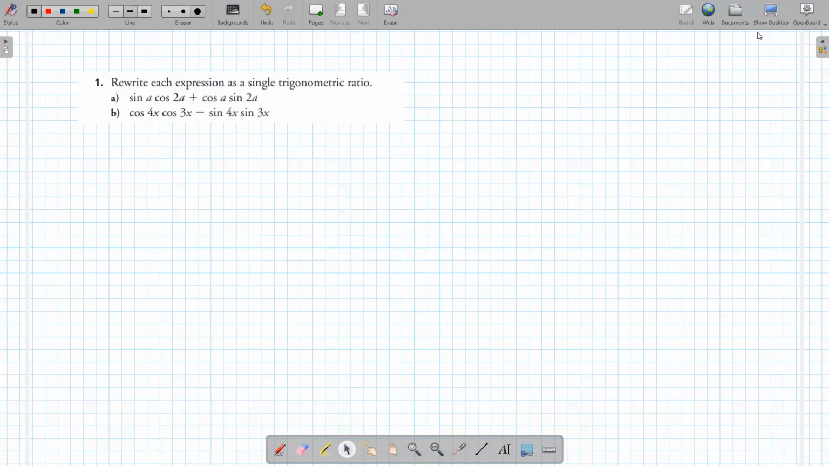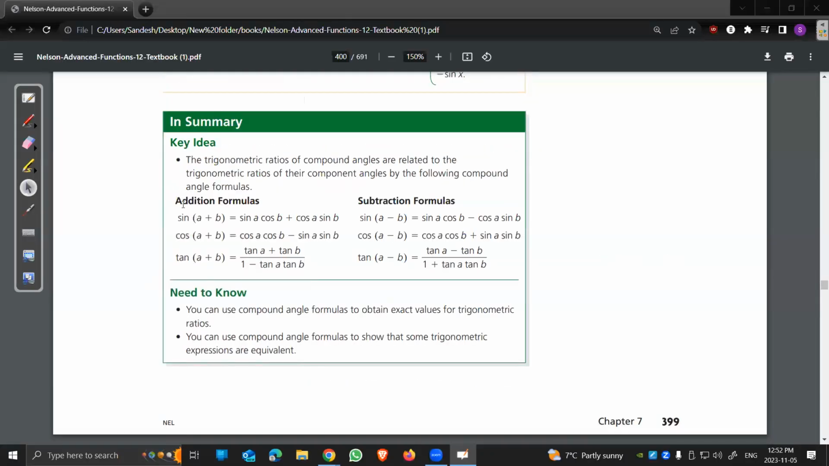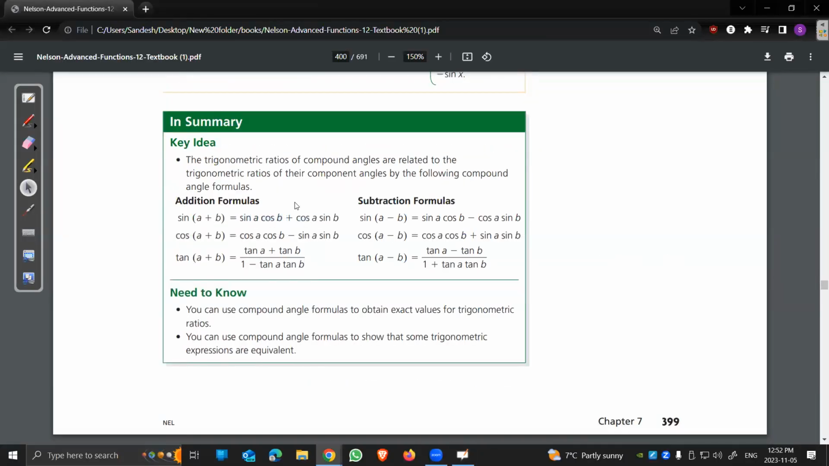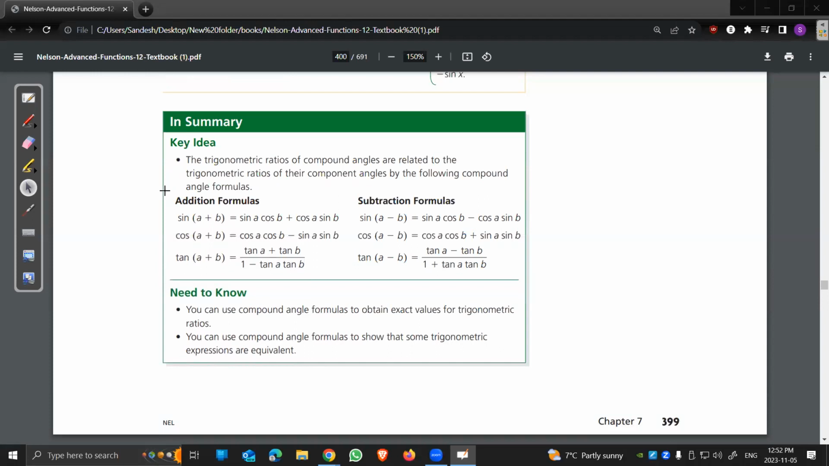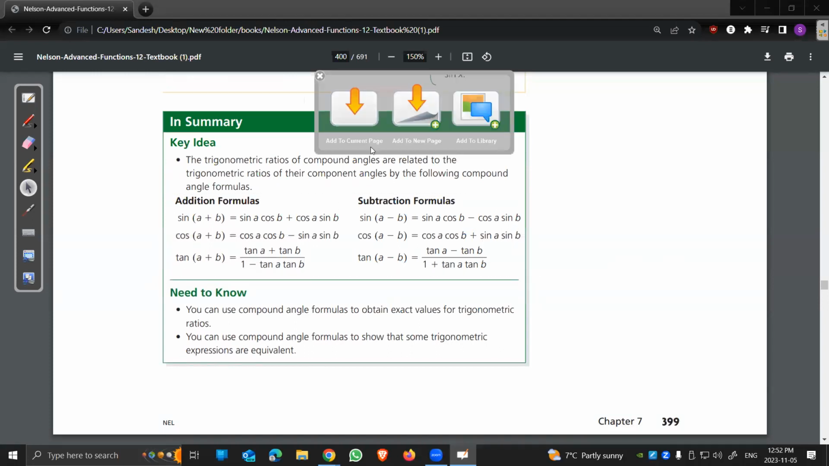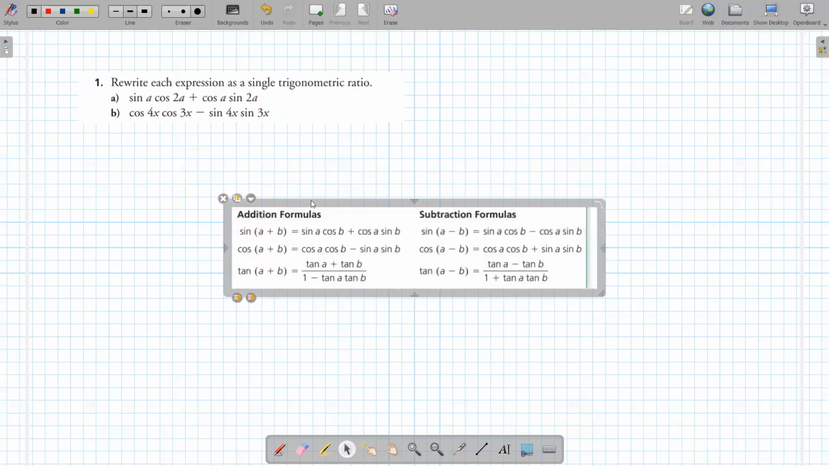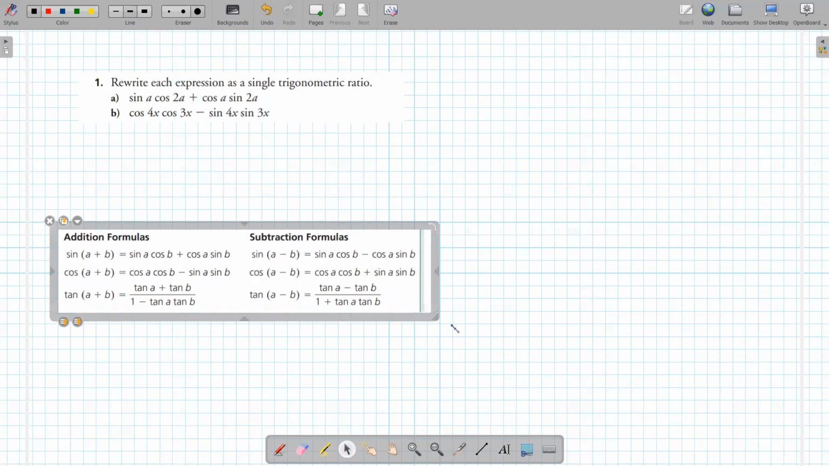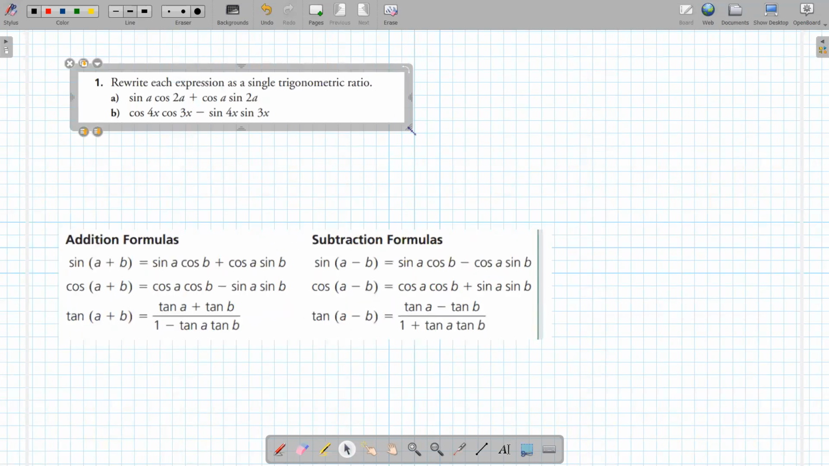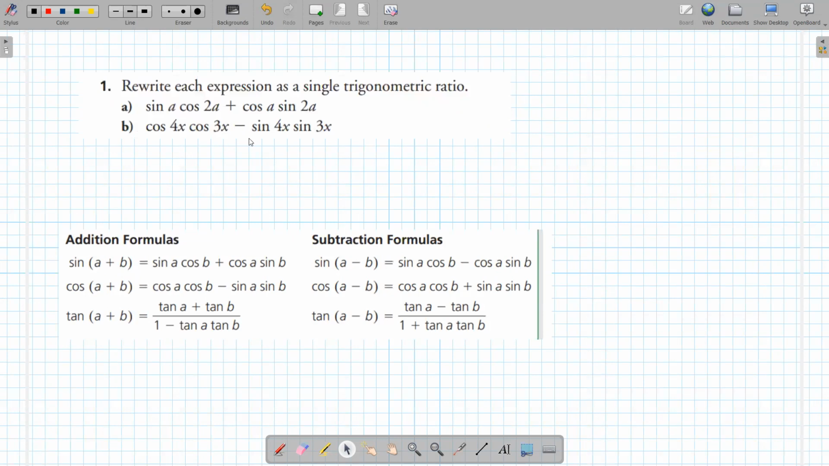You can also work backwards. So far, we had the angle. We're going forwards, but you can go backwards, which we'll see in this next question. Question 1 says rewrite the expression as a single trig ratio. Sine A cos 2A, cos A sine 2A. Which formula are we looking at? There's 6 down there. Which one of these has a sine, cosine, and then cosine, sine pattern with a plus in the middle?